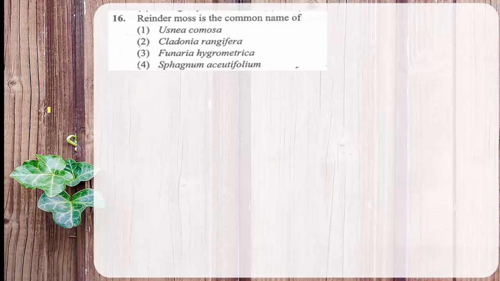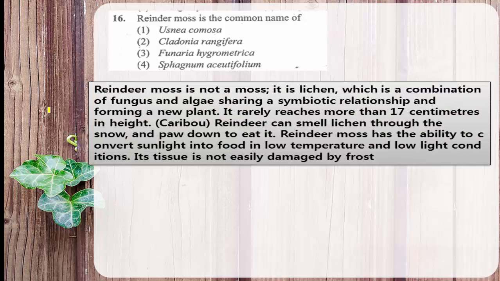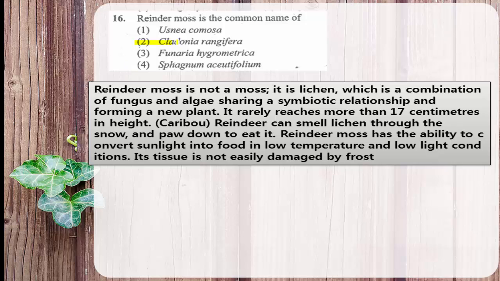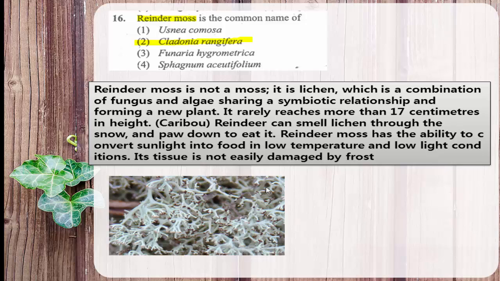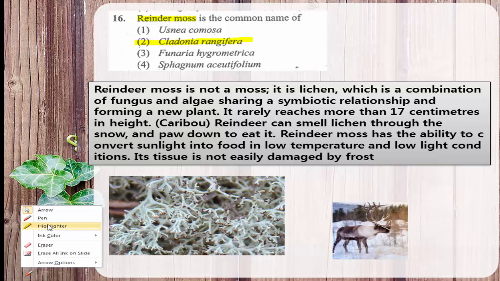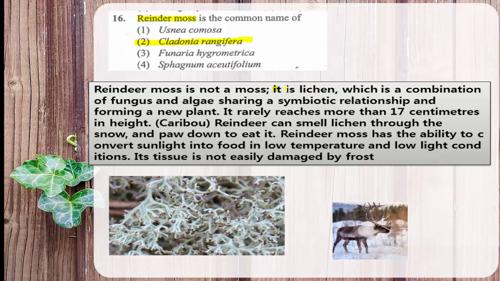Reindeer moss is a common name of which moss? Which moss is commonly called reindeer moss? The answer for this question is Cladonia rangifera. Cladonia rangifera is commonly known as reindeer moss. I will show the image. The detailed explanation is given, and don't get confused with the name moss. It is not a bryophyte. Actually, reindeer moss is a lichen.